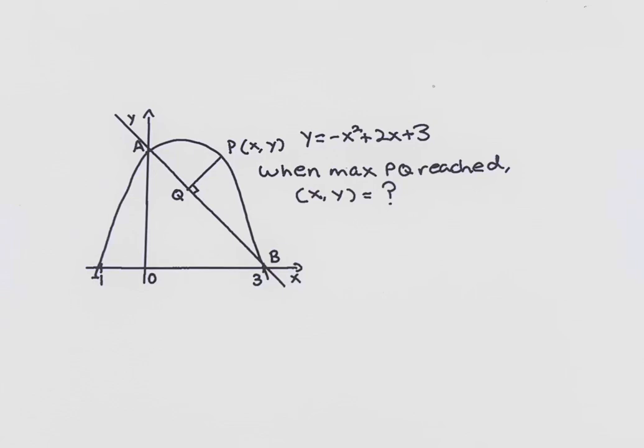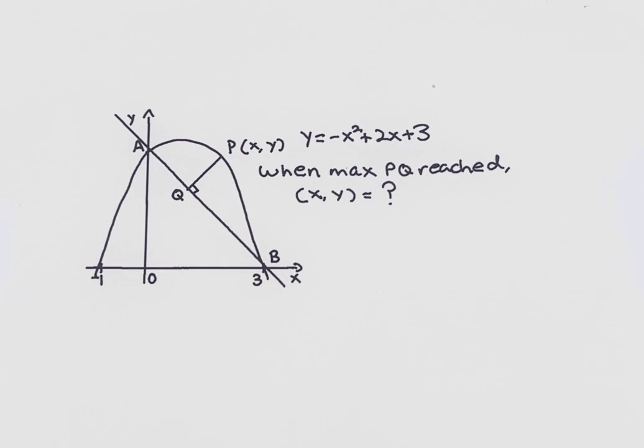In this problem, we are given a parabola with the equation y equals negative x squared plus 2x plus 3. The parabola has a y-intercept A and x-intercepts of negative 1 and 3. We connect the points A, B, and then we have 2 points, P and Q.